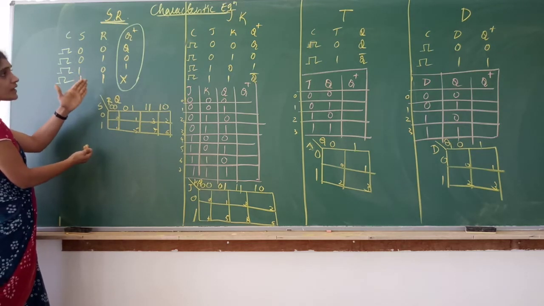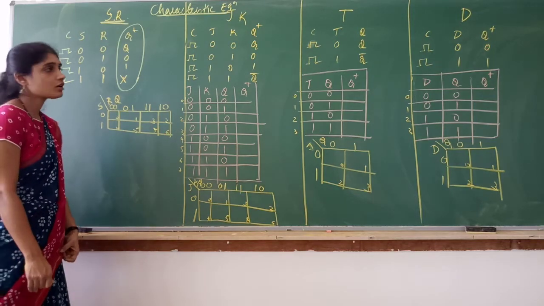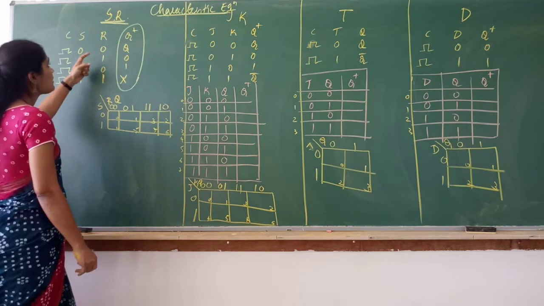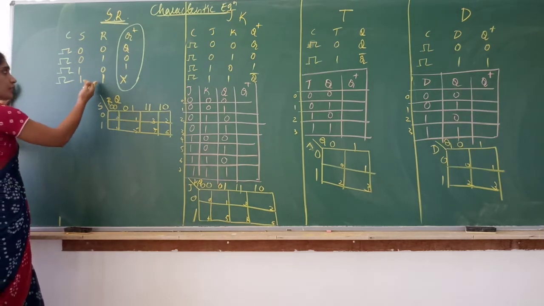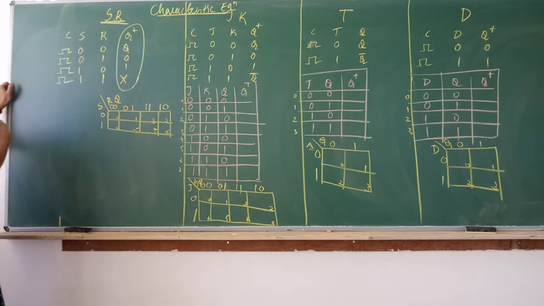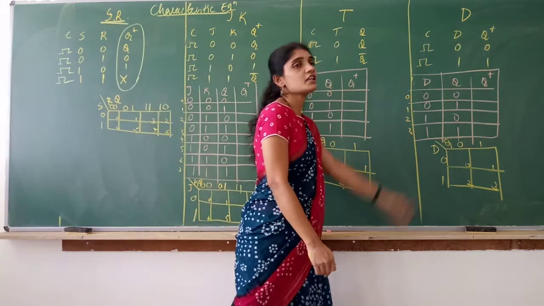So now I will be explaining how to derive the characteristic equation for all the 4 types of flip-flops we have. To start with, I have SR flip-flop. I have written the function table of SR flip-flop, which we are very familiar with. This function table we are familiar with, right? I have written the function table of JK also, T also, D also.